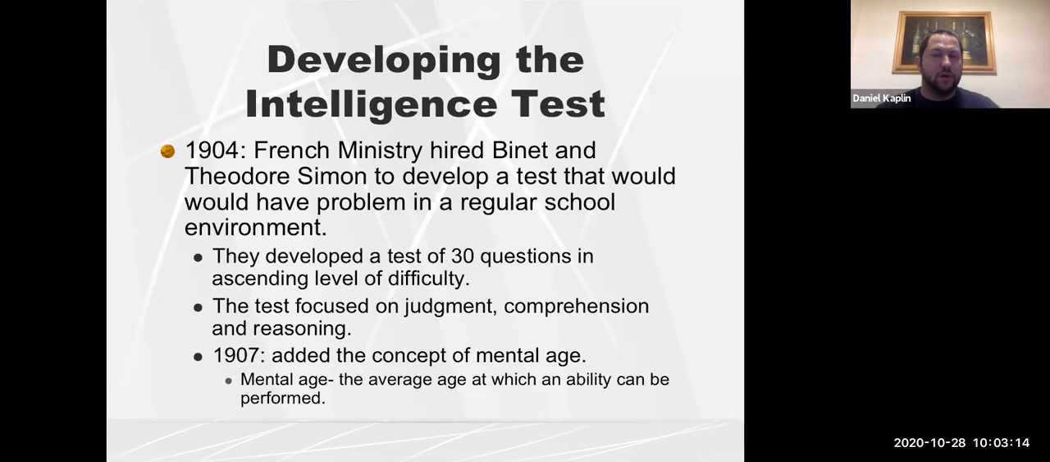And he scored, well, what level did you get up to? And depending on that level, because he gave this test to so many people, he was able to calculate a mental age. And that mental age was, well, at what level did you perform, and what age group would that put you in? So it's possible that you might have been a six-year-old and performed at an eight-year-old level because your judgment, comprehension, reasoning was higher than your age mate, so to speak.